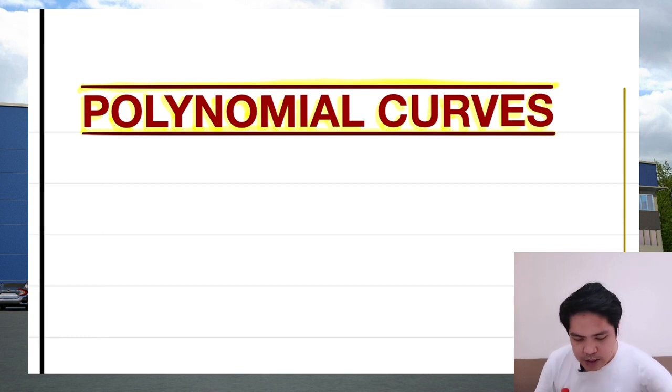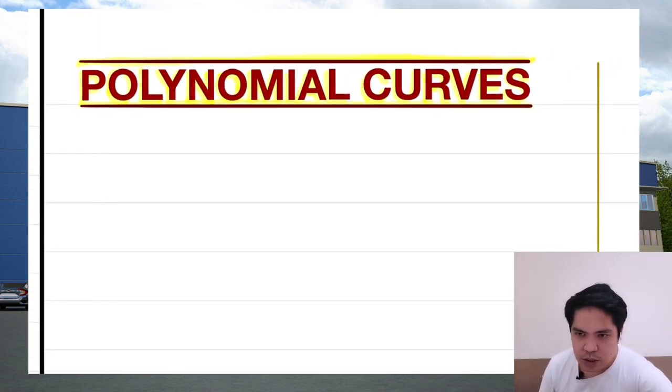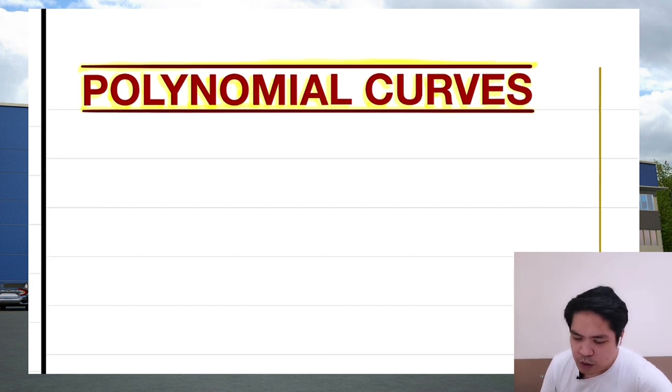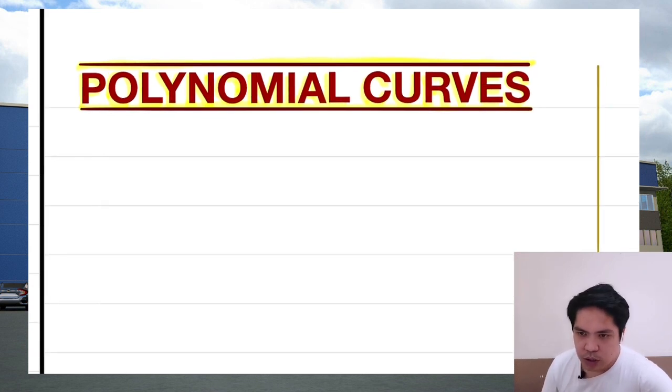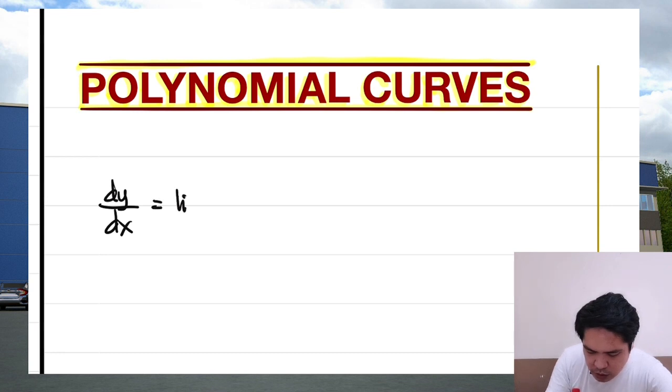Now this time we'll be discussing polynomial curves. So basically we'll just be applying what we have learned about derivatives to polynomial curves. From the previous discussion, we have learned that the derivative of y with respect to x is equal to the limit of the slope delta y over delta x as delta x approaches 0.